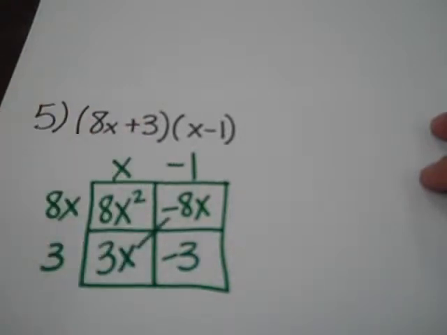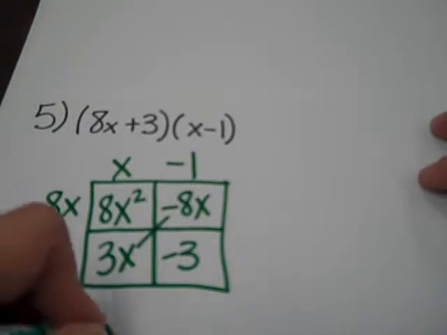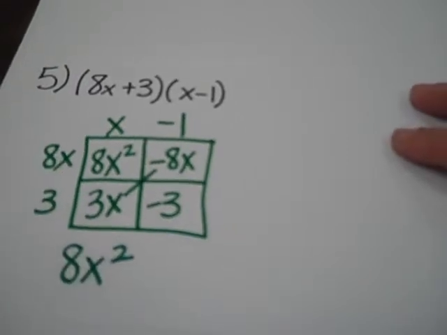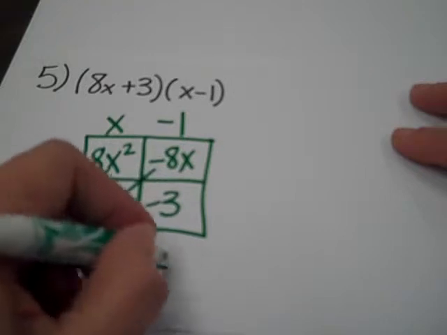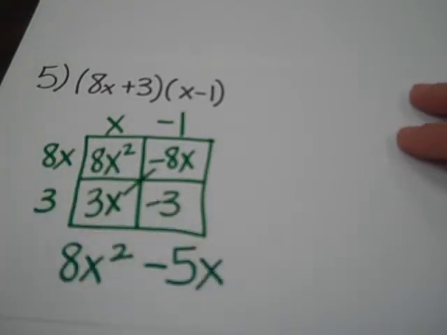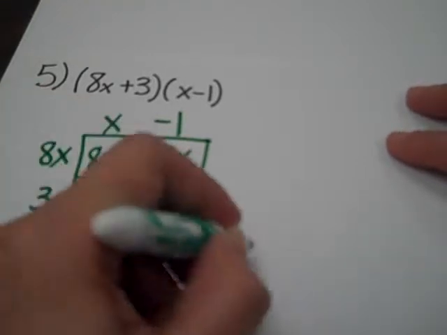Here are my like terms. I have 8x squared. 3 plus negative 8 is negative 5x minus 3.